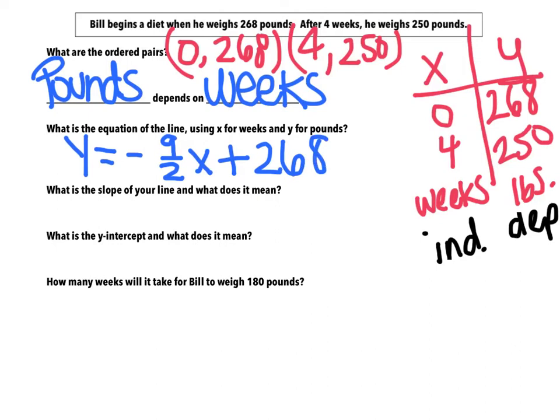Now, what is the slope of the line? Remember, using your slope-intercept form, which is y equals mx plus b, m is your slope. So -9 over 2 is our slope.